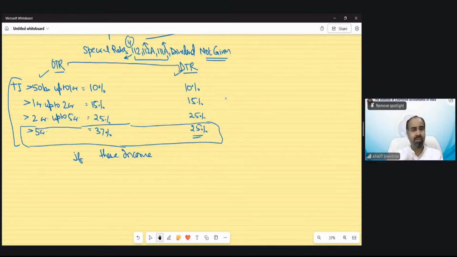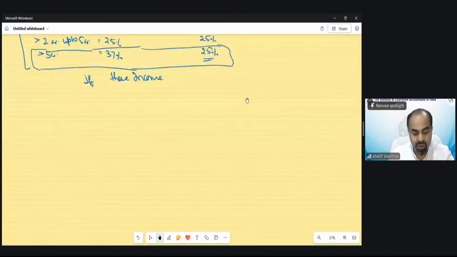Any of these incomes, I am not saying all four of these should be included. Any of these incomes, if given in the question, then the surcharge rate is going to be slightly changed. What is the change? Let me show you.